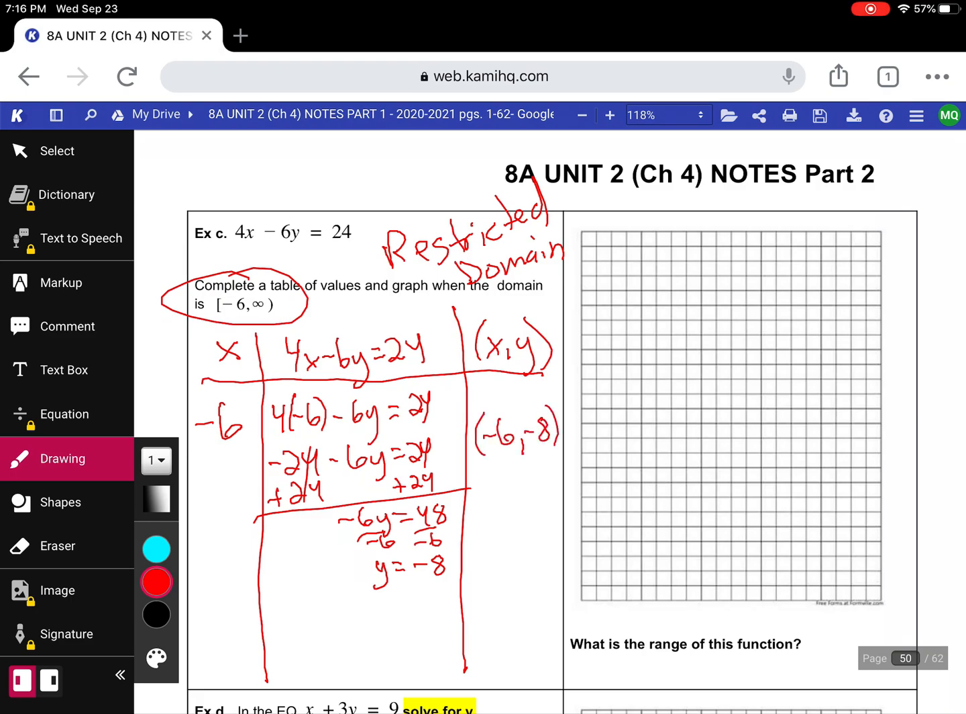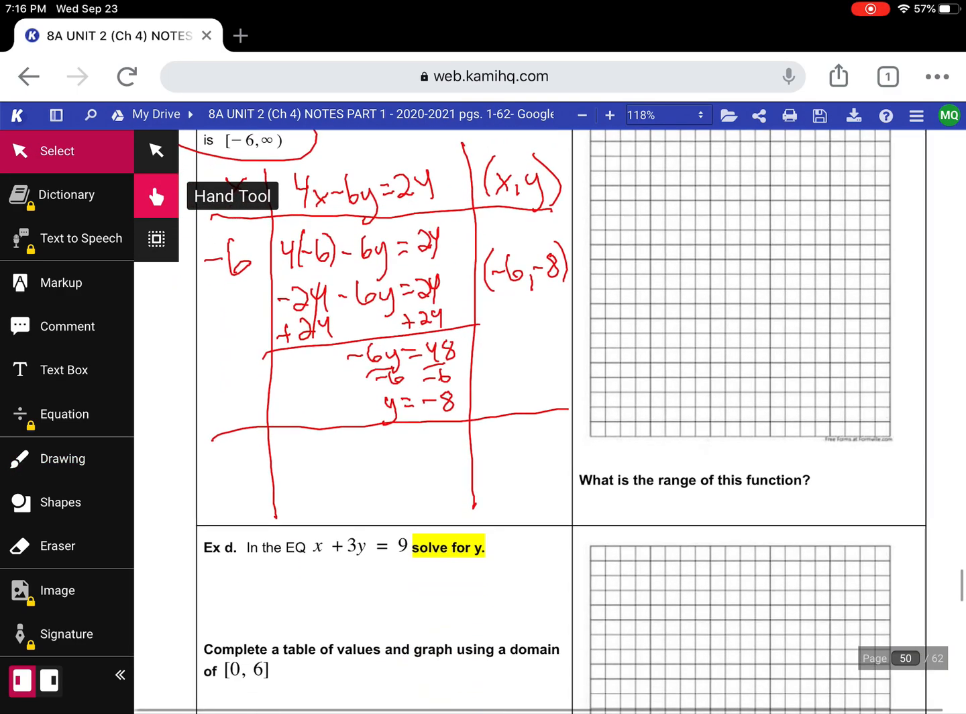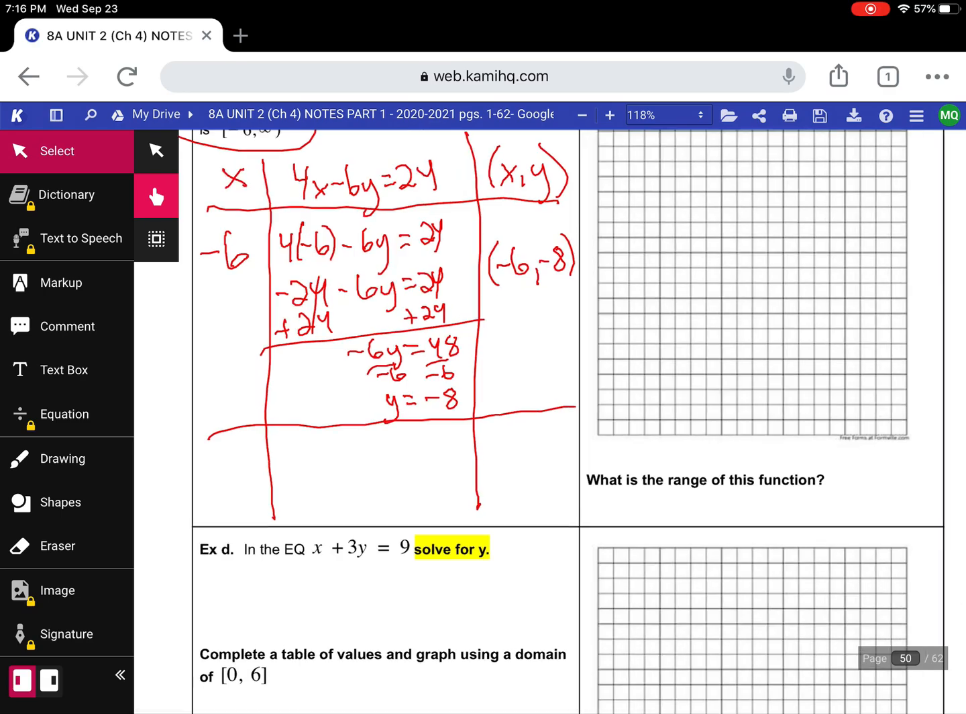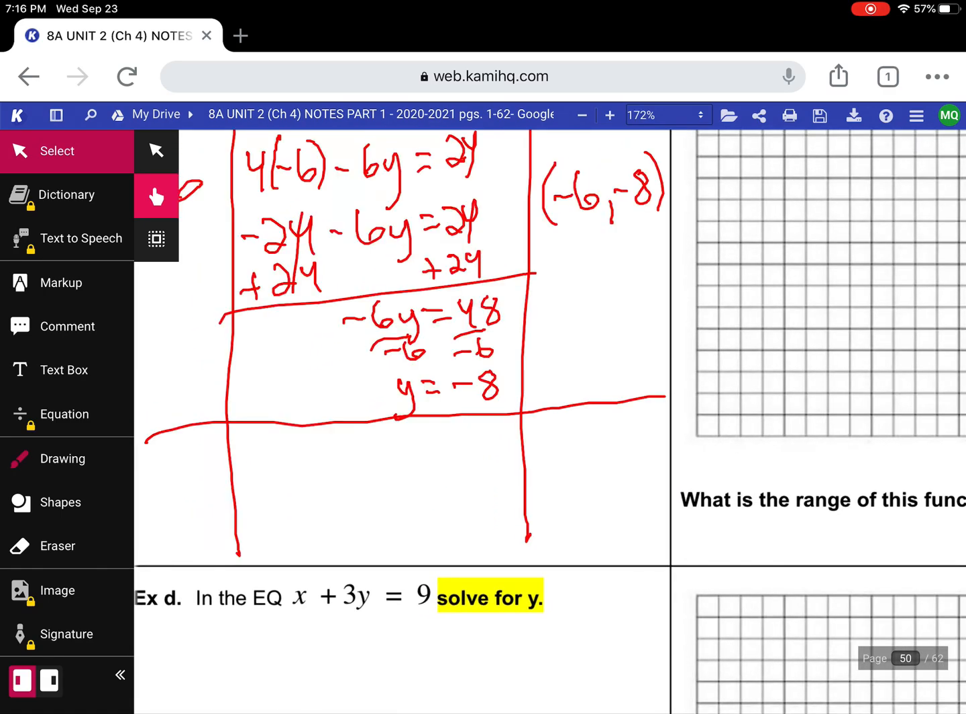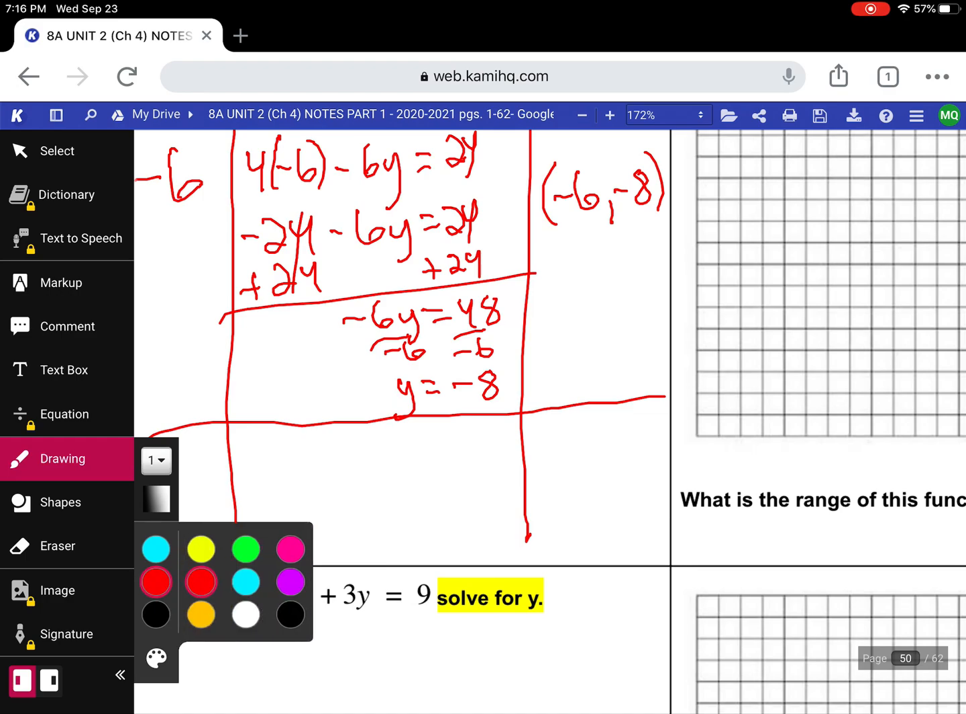Okay? Oh, I'm running out of room here. Okay, let's go up, see what we can do here. Make it a little bit bigger even. Yeah, that'll be nice. Okay. I'm going to pick another point. And so -6 and up, let's just kind of do nice increments.